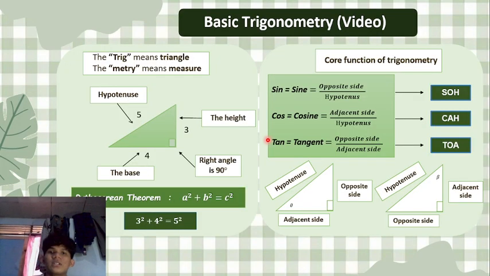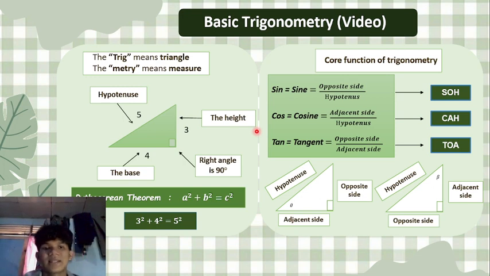Next one is the video. Trigonometry: trig means triangle and metry means measure. If I have the right triangle, in which this angle is a right angle of 90 degrees, the height is 3, the hypotenuse is 5, and the base is 4, then with the Pythagorean theorem we get 3 squared plus 4 squared equals 5 squared.